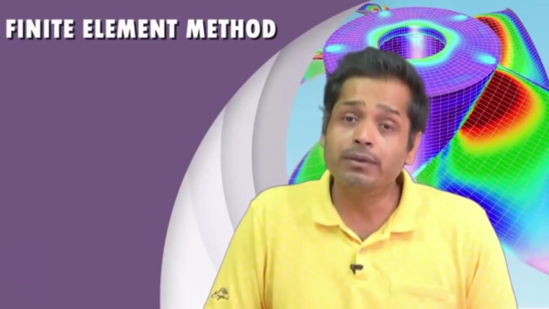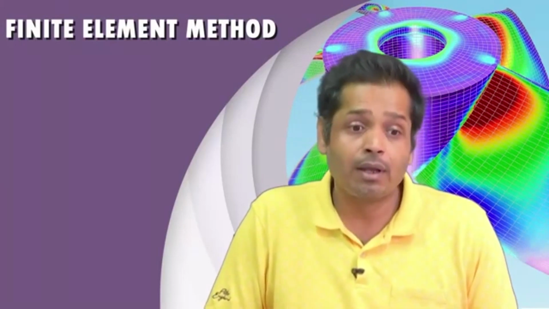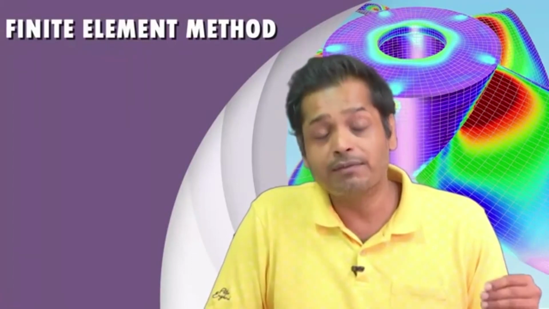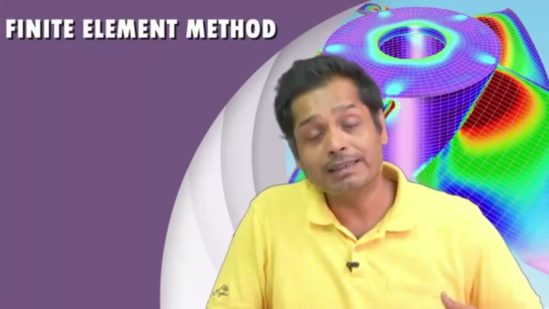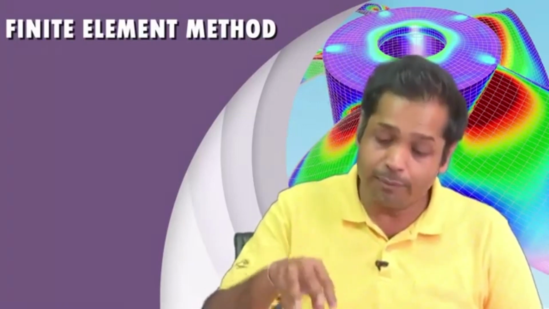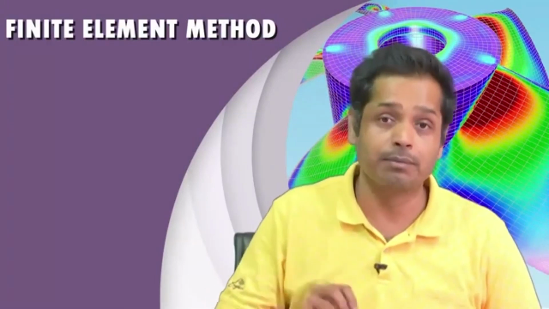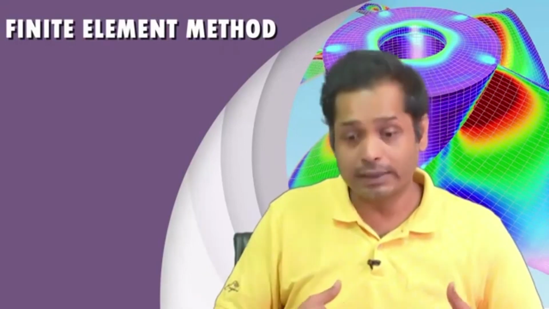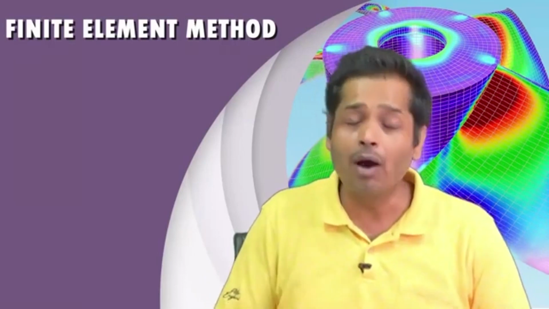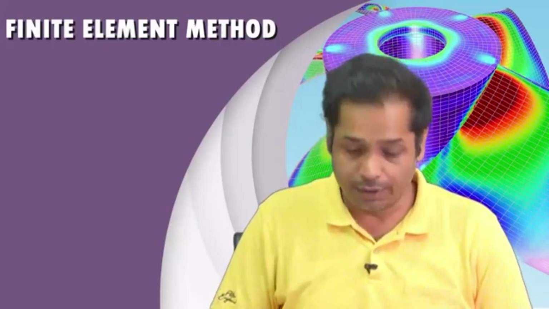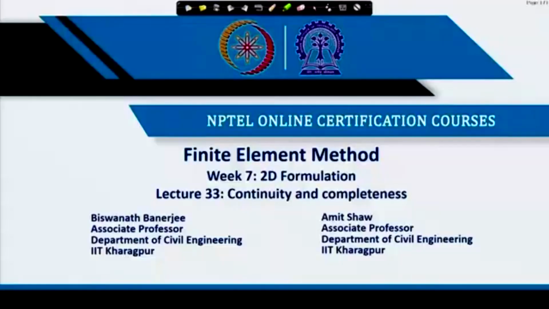The approximation we are doing is at the element level. But what happens to the approximation globally? We approximate the field variable at the element level, so for every small patch we have a local, element-wise approximation. But when we combine them together and look at the entire domain, how good is that approximation? Those things we will discuss today. So today's topic is continuity and completeness.